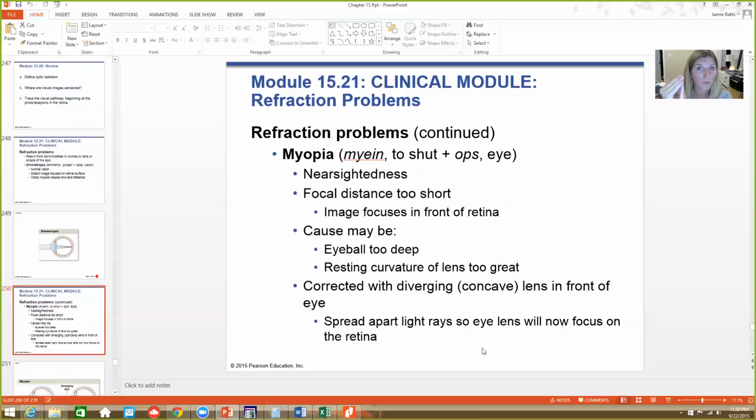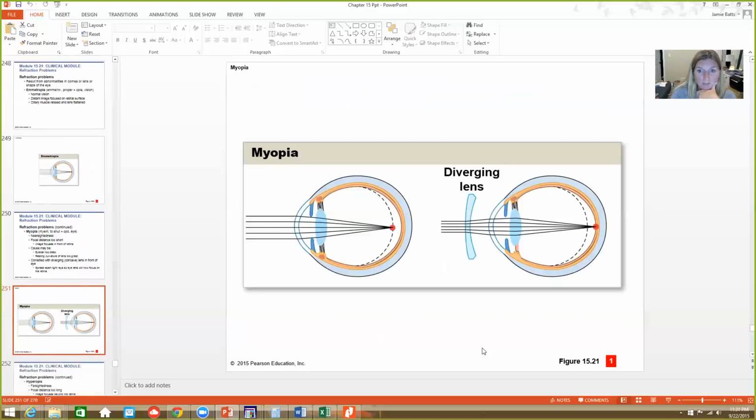But myopia is nearsightedness. This is when the focal distance is too short, so the image is actually focusing in front of the retina. This can be caused because the eyeball is too deep or because the curvature of the lens is too great. In other words, it's not flattening enough. It's corrected with a concave lens in front of the eyes, which will help spread the light rays apart to focus that light on the retina. Here you see that diverging lens.